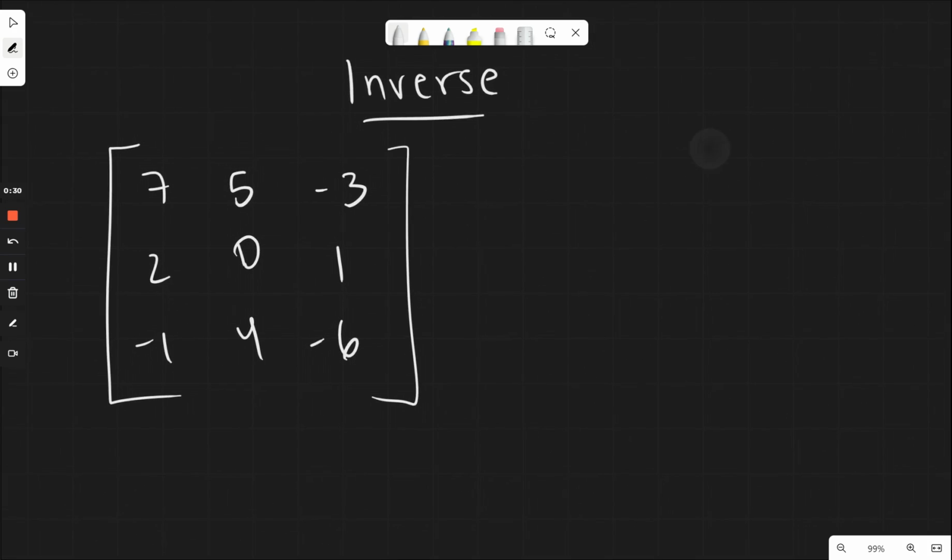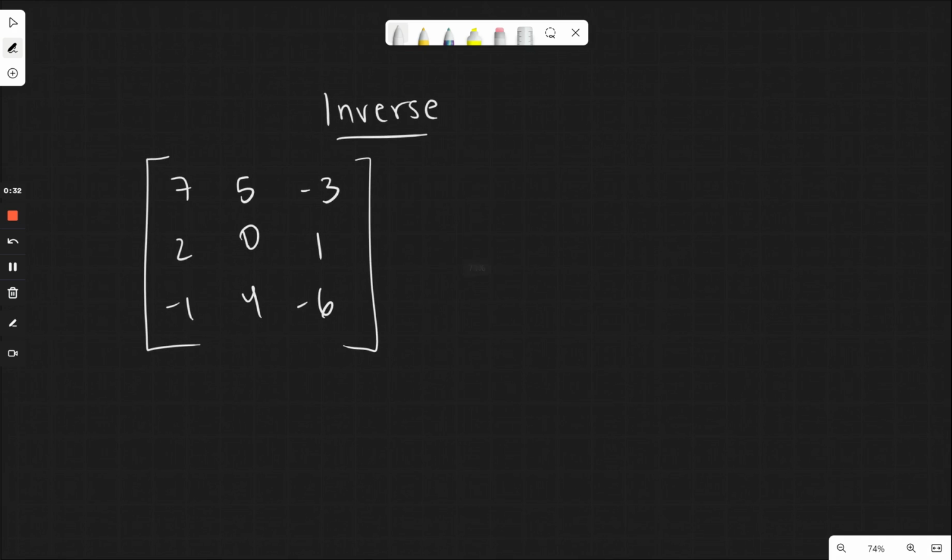The easiest way is to use the adjoint or adjugate matrix. And how we do this is we're first going to find the submatrix, or I guess the matrix of cofactors, for each of these terms. And so what that means is 7 right here is the first term. It's in the first column and the first row.